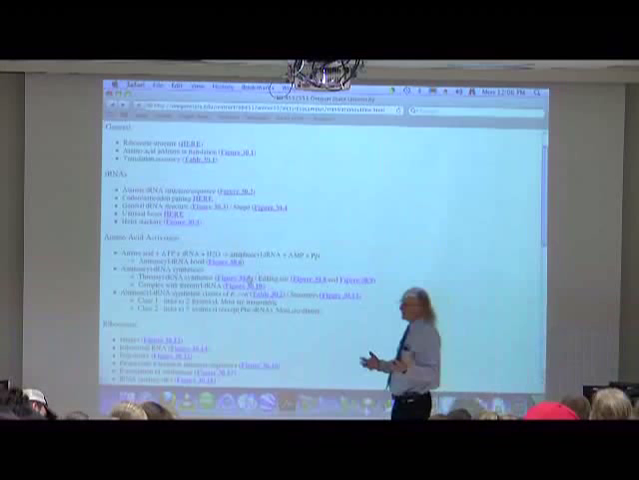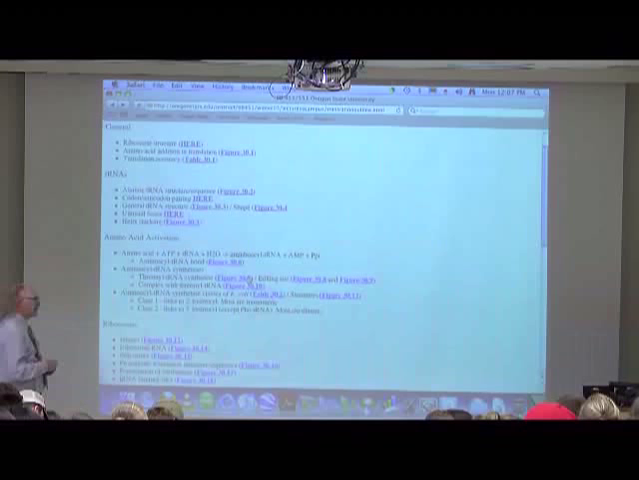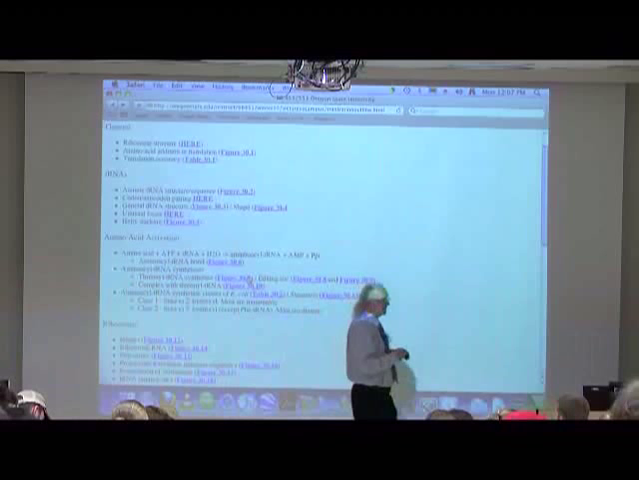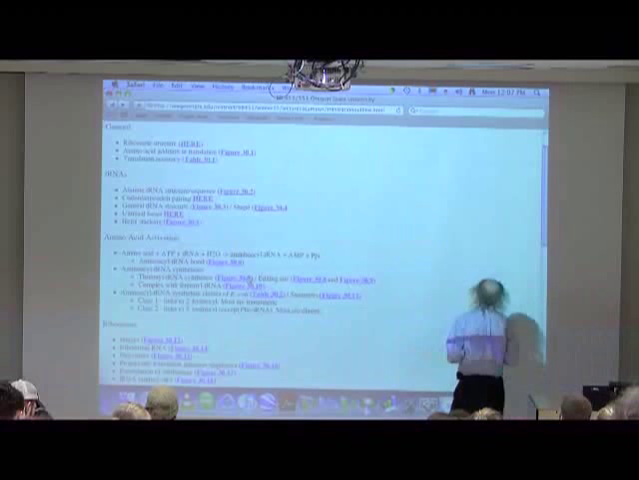The attachment of an amino acid to a transfer RNA is made possible by a set of enzymes known as aminoacyl-tRNA synthetases. It's a mouthful of a name. They catalyze the reaction I'm going to bring up on the screen right now.